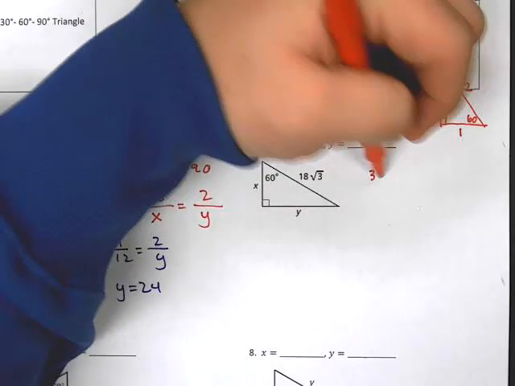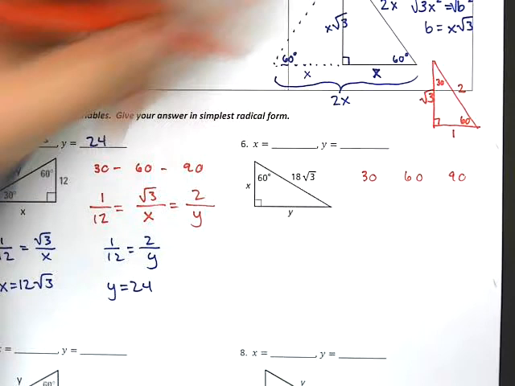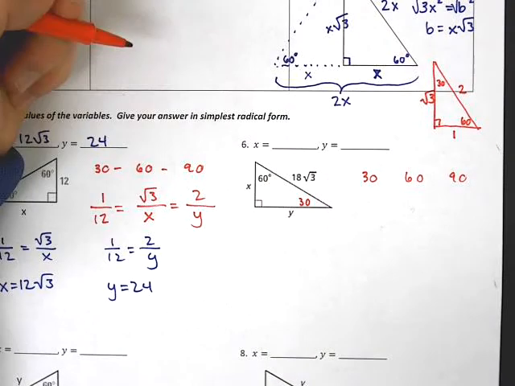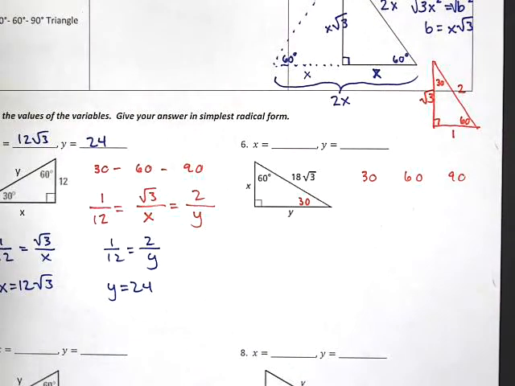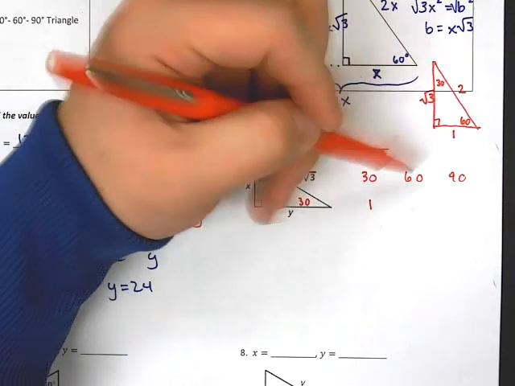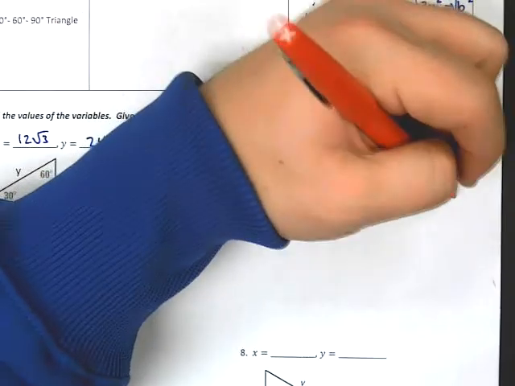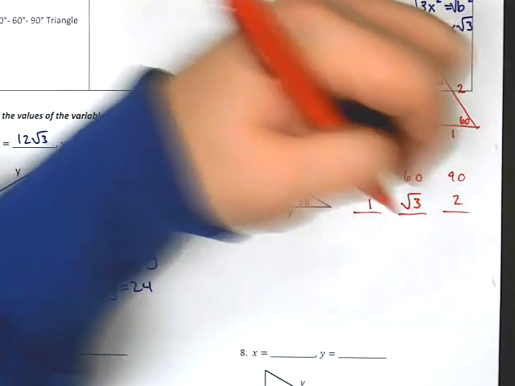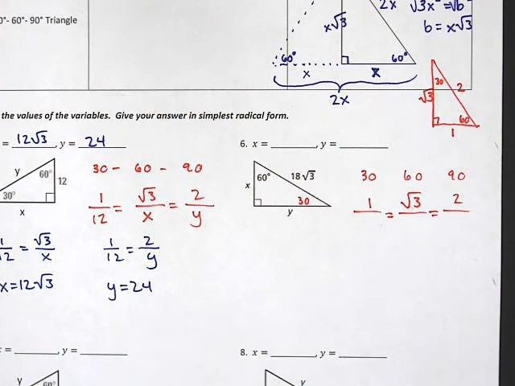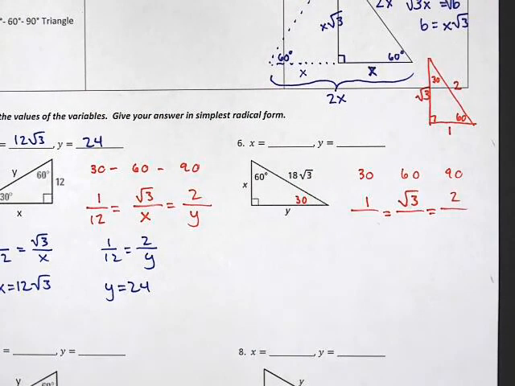Alright, so again, I have a 30, a 60, a 90. How do I know? Well, if I have a 90 and a 60, then there's no choice but for that to be 30. Let's see here. So across from 30 is 1, across from 60 is square root 3, and across from 90 is 2. And these are all going to be proportional because we have similar triangles, right? This triangle is similar to this one. We just did all this.